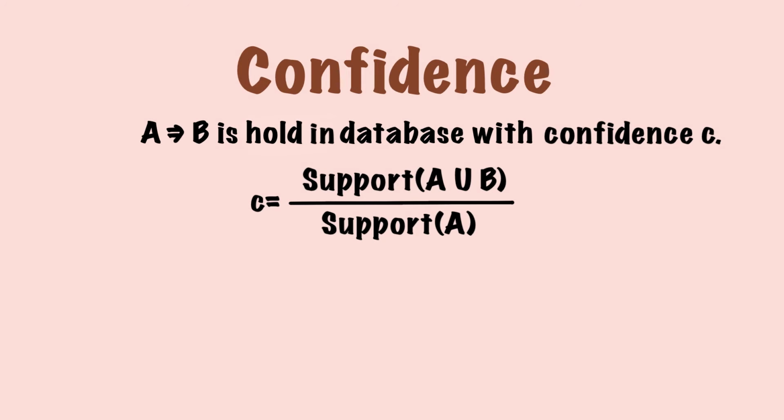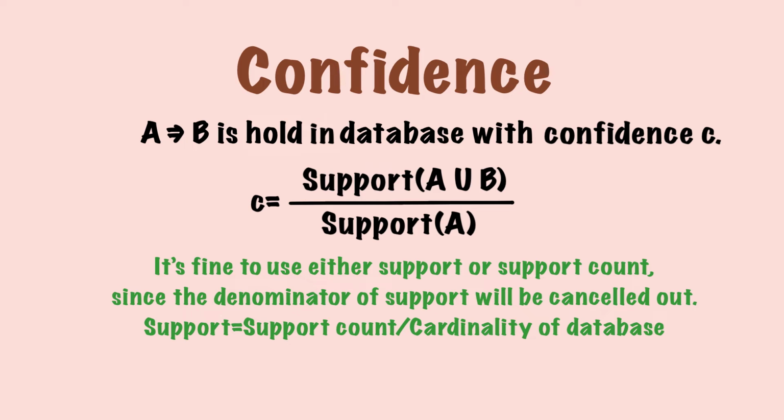Then, we move on to confidence. We typically say an association rule A to B holds in the database with confidence C. C is the support of the union of A and B divided by the support of A. It's fine to use either support or support count in this formula, since the denominator of support will be cancelled out. If you remember, support is just the support count divided by the cardinality of the database.